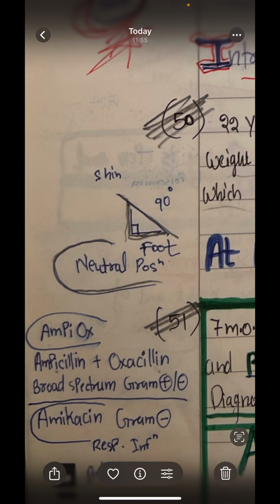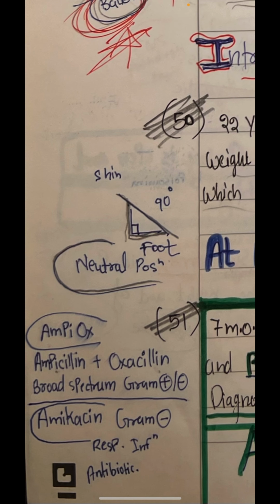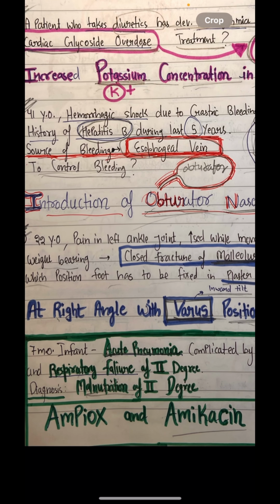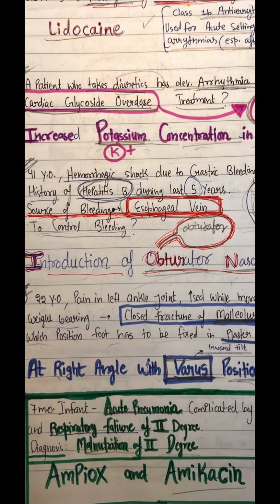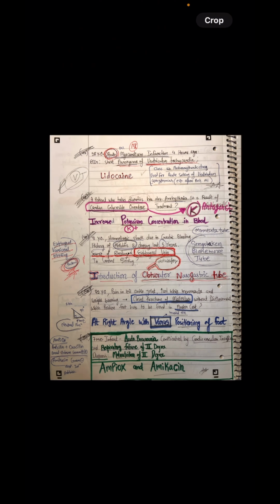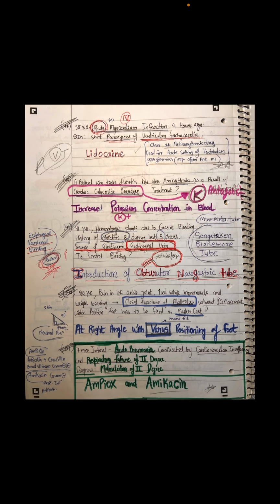So sir, gram positive and gram negative bacteria, all of the bacteria will be dying through this. Amikacin is a gram negative antibiotic, especially for respiratory infection. So you will remember from now this question, guys: acute pneumonia, respiratory failure degree 2, malnutrition of degree 3. So if the diagnosis is malnutrition of second degree, you are going to prescribe to the patient MPOX and amikacin, which are full of antibiotic properties.